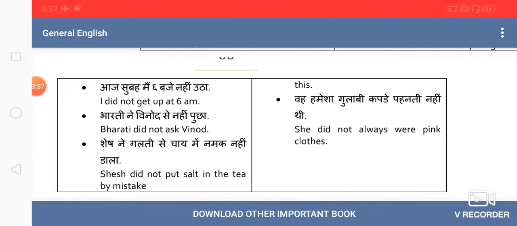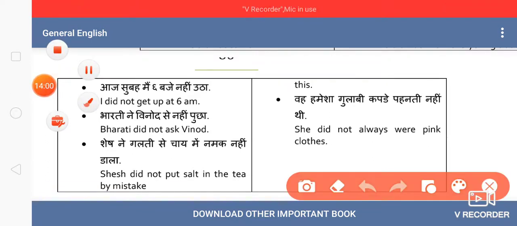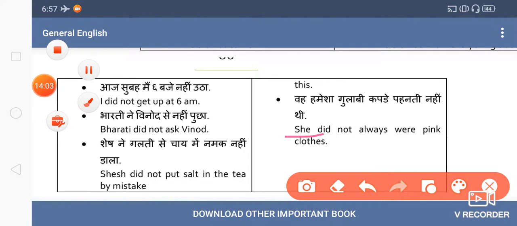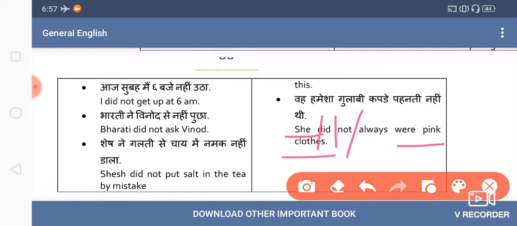Yes, we found now the sentence which I was seeking. You can see this. Subject, then did, then not, then verb and object. Fine. There's some spelling error, don't get confused. You see this sentence. Bharti is the subject, then did not, then ask. Although the rule says that we use second form, we use second form for assertive sentence, not for interrogative or negative sentence.